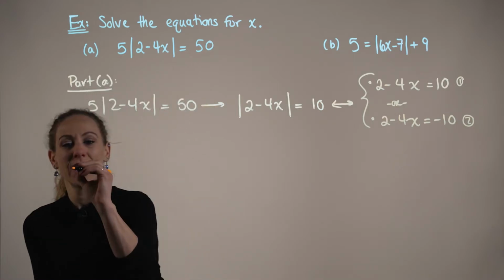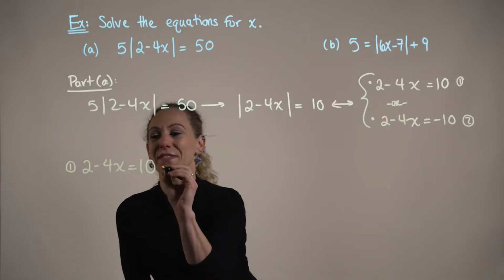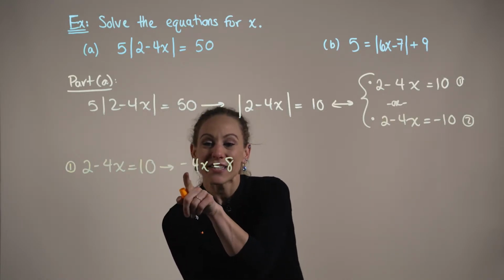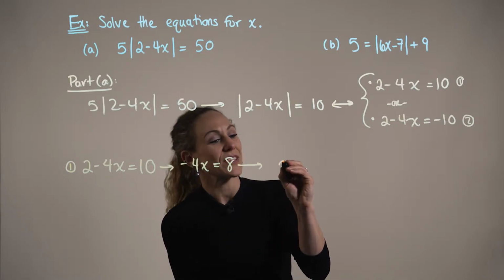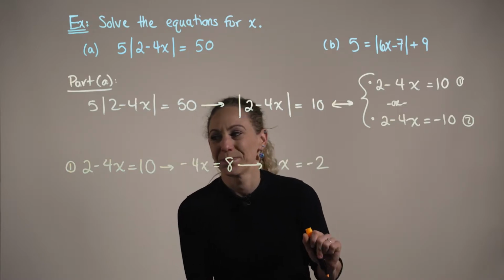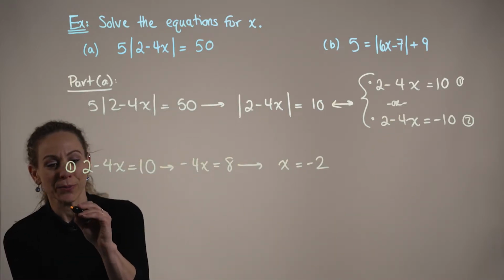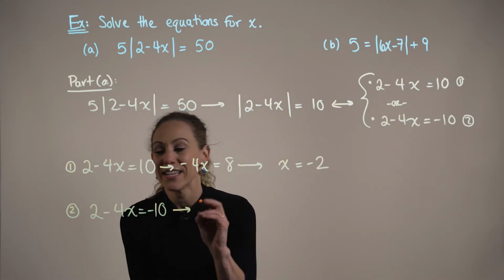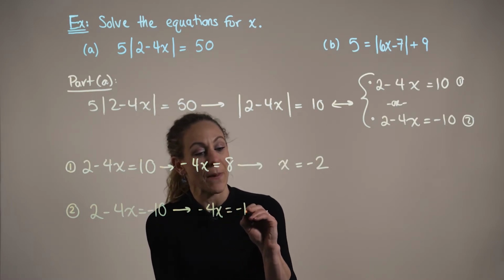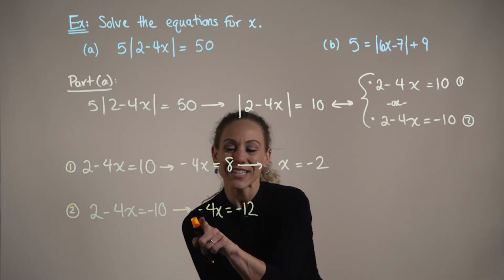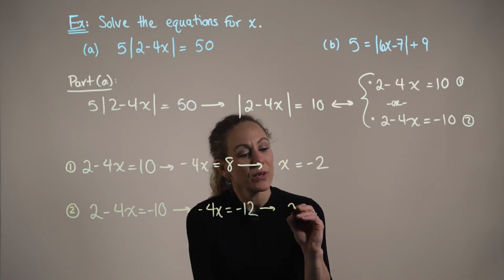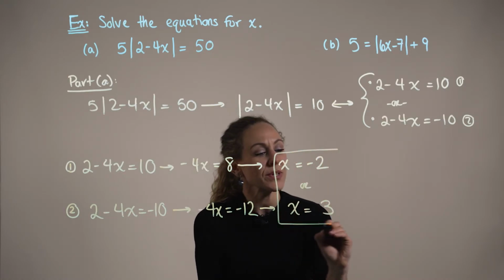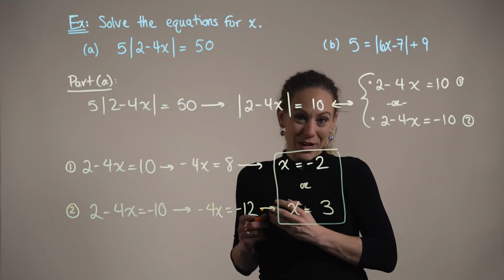So case number 1, subtracting 2 from both sides of the equation, we have negative 4x is equal to 8. And then dividing both sides by negative 4 leaves us with x is equal to negative 2. And very similarly in case number 2, we're going to start by subtracting 2 from both sides again, leaving us with negative 4x is equal to negative 12. And last but not least, dividing both sides by negative 4, we're left with x is equal to positive 3. So these are the 2 solutions to the absolute value equation given in part A.